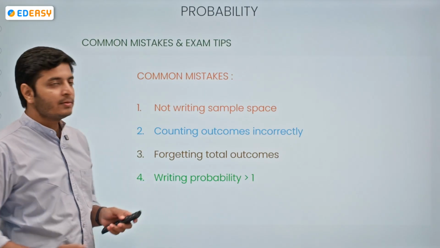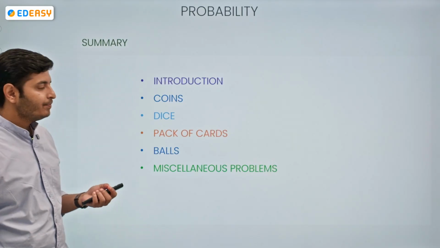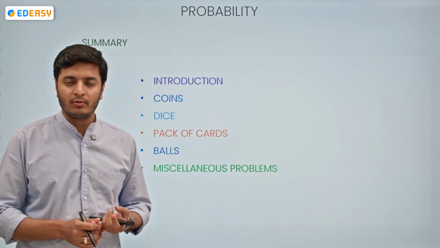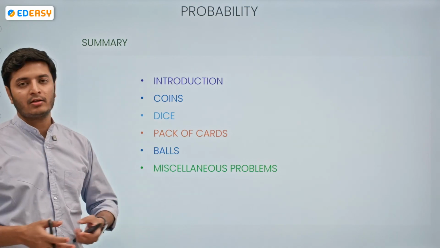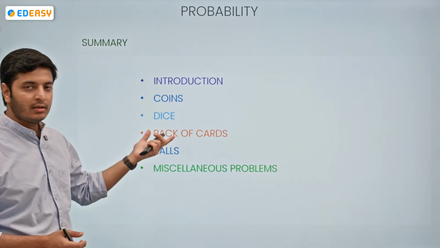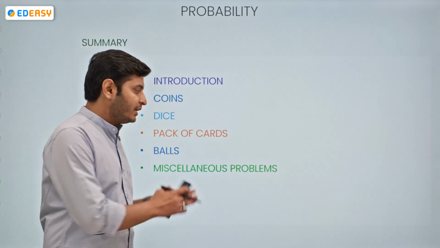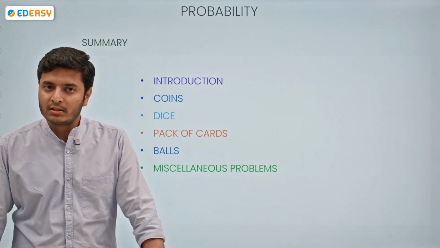Now these are the common mistakes that you can avoid. And now let's summarize this chapter. So in this chapter, we talked about the introduction part, what is probability, two types of probability. Then we saw different scenarios based on coin toss, rolling of a die, pack of cards, balls. Then we have seen some miscellaneous problems also. So we are done with this chapter.